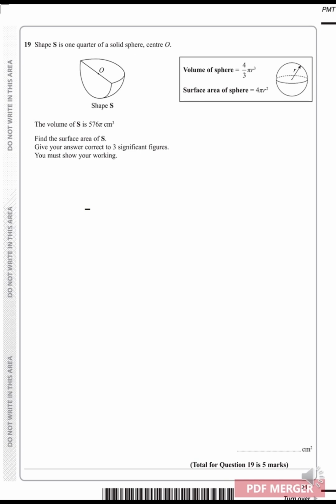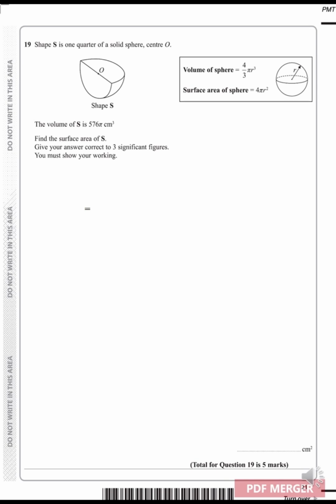It's to help us make our calculations a lot easier. We also know that the volume of S is 576π and shape S is 1/4 of a solid sphere. The question says find the surface area of S, and the answer needs to be three significant figures. Now, how do we approach this question? The surface area of a sphere is normally 4πr². Do we know the radius? No, we don't. That's a big problem.